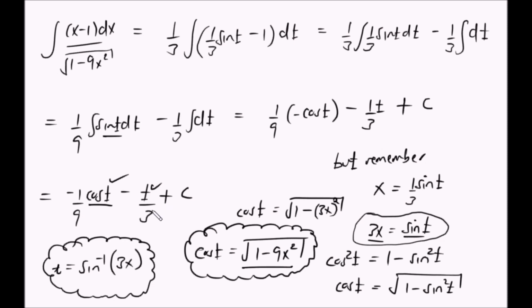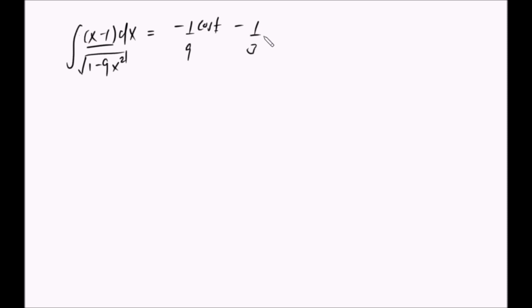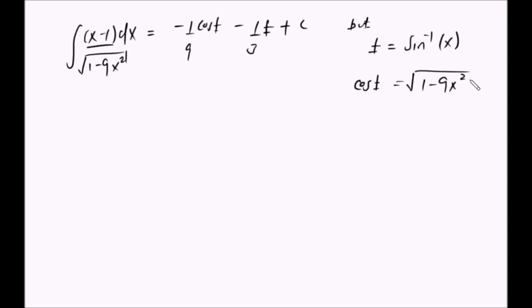So hii integral yetu sasa 1 minus 9x squared dx tumesema ni sawa na negative 1 over 9 cos t minus 1 over 3t plus c. Lakini t tumesema ndo nini? Sin of inverse of x. Of course cos t tumesema ni nini? The square root of 1 minus 9x squared.